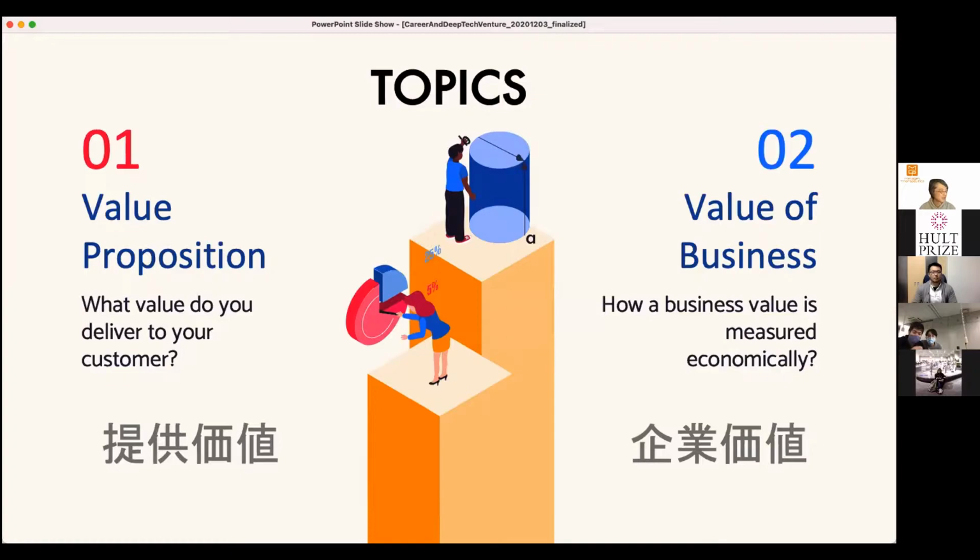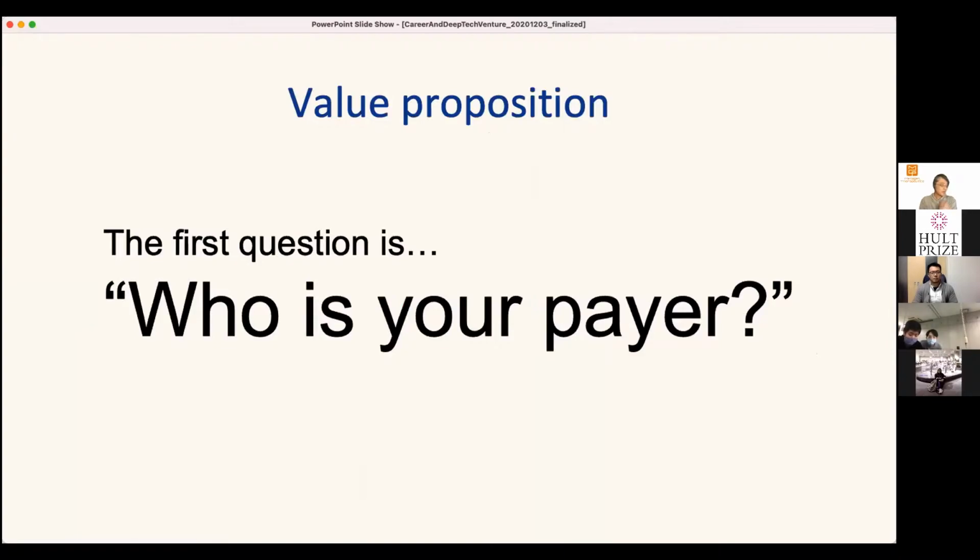Okay, I proceed. So the value of the business, how a business value is measured economically. So this is called 企業価値 in Japanese. And the first topic is the value proposition. To think about the value proposition, the first question will be, who is your payer? Who pays to your business? So this is the first big question.